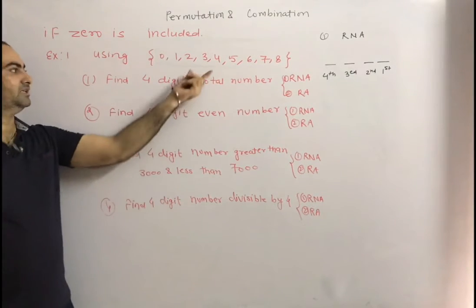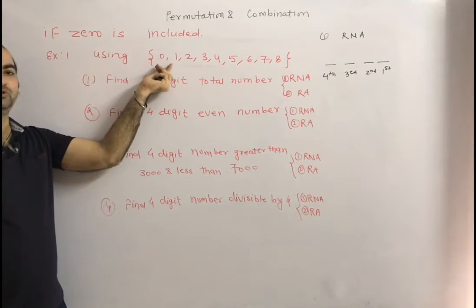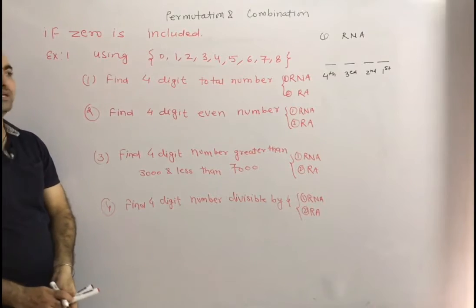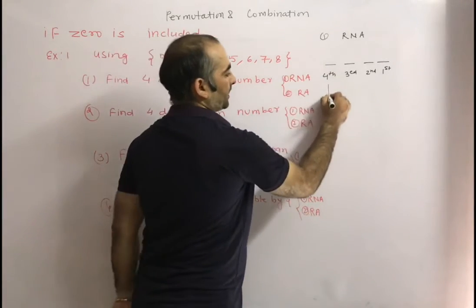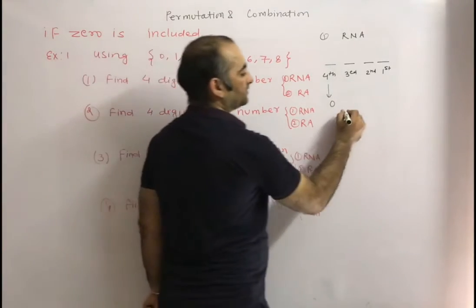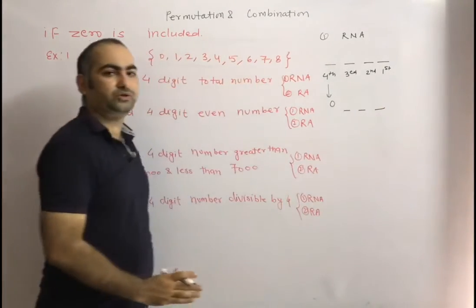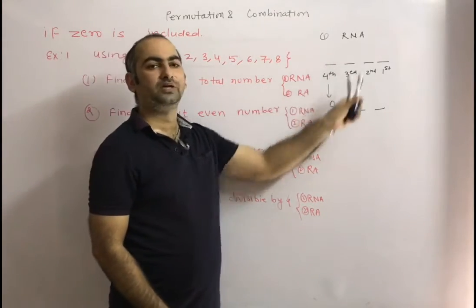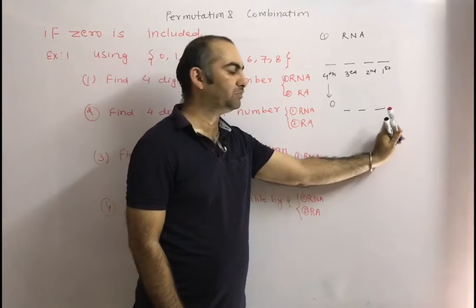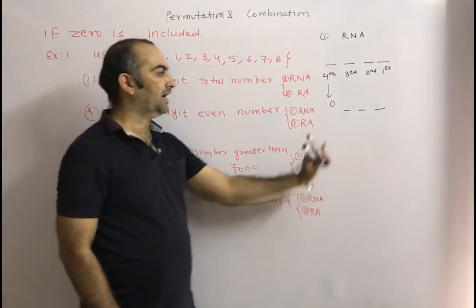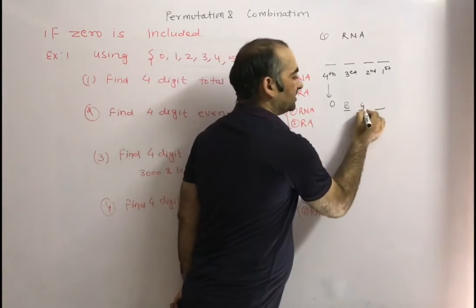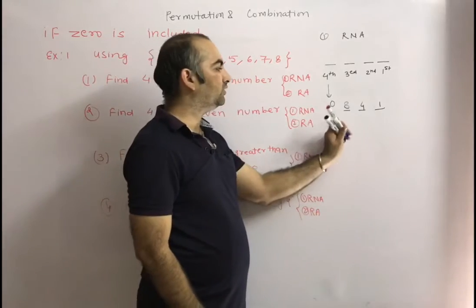Among the 9 digits, 0 is there, so you always have to take care of 0. For example, if 0 is coming at the 4th place, then in the remaining 3 places we have to put non-zero numbers, because repetition is not allowed, so 0 can't repeat again. For example, at this place we put 8, at the second place 4, and at the first place 1. So we got 0, 8, 4, 1.